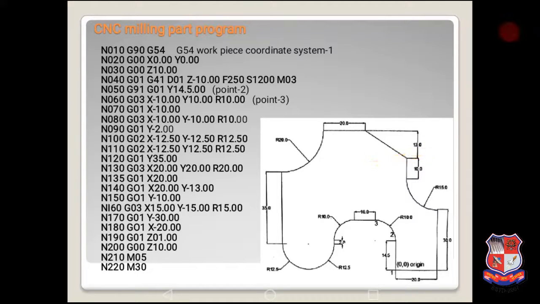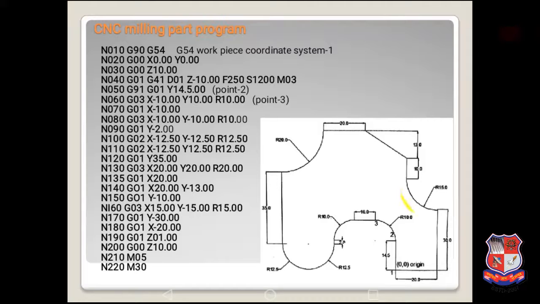As per the incremental mode command, we have to move in downward direction. There is no movement in X, so only Y movement is given in block number N150 with code G01 for linear interpolation and Y minus 10.